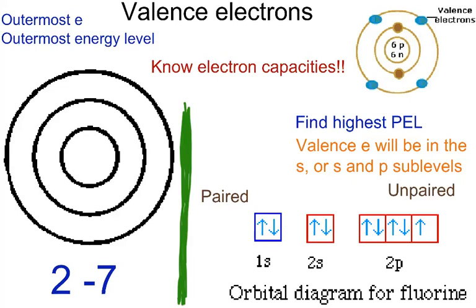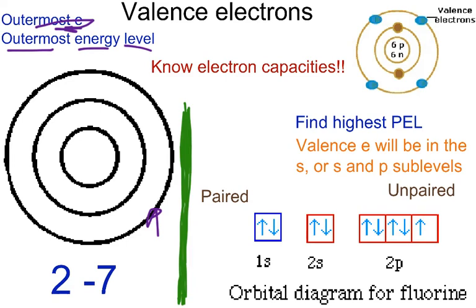This is a video on valence electrons. Valence electrons are simply the electrons that are in the outermost energy level of an atom. Okay, so the outermost energy level would be this one right here for the Bohr model. But we've also been doing a current model of the atom.